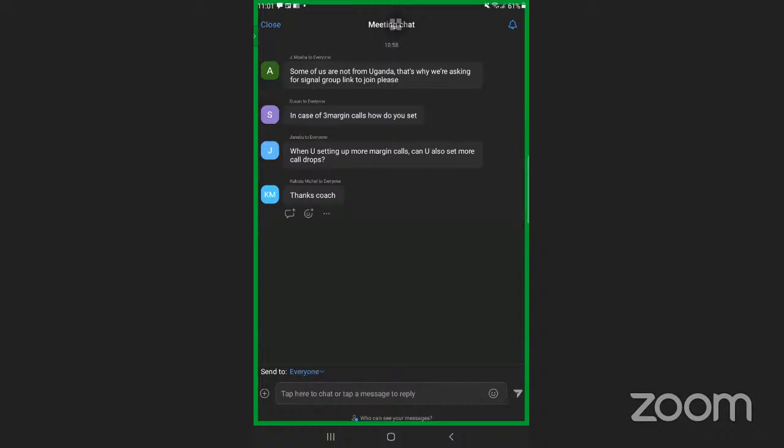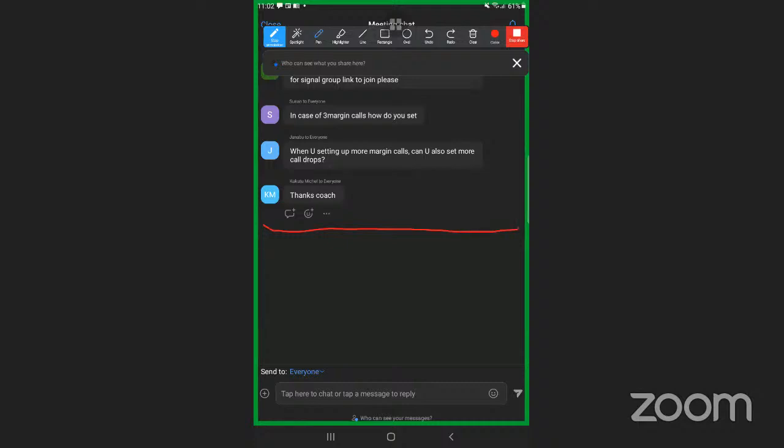When you are setting up more margin calls, can you also set more call drops? Yes. Remember, you are adding margin calls. I was saying you have set margin calls 1 to 5. Then it ends, for example, here. Your margin call drops are here. Now you are adding another extra 5. From here, you also need to set up your call drop for these extra 5 that you have added.